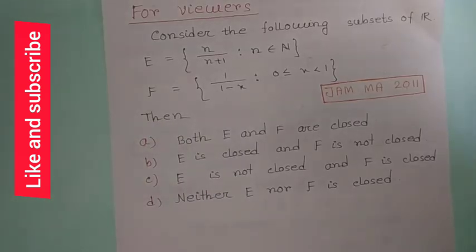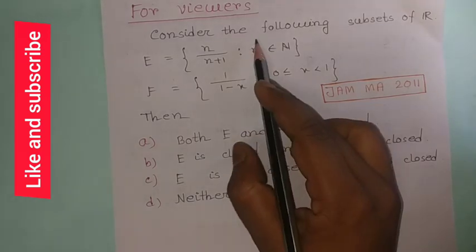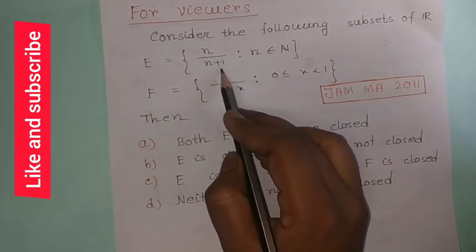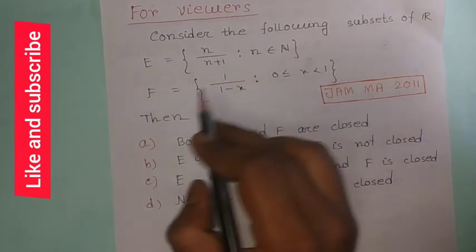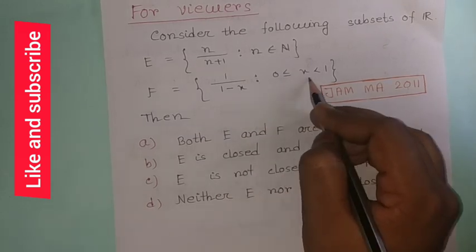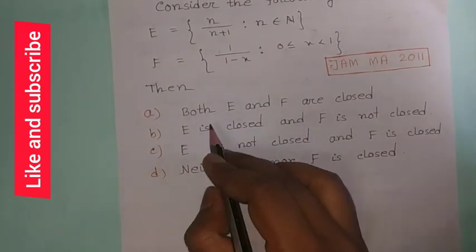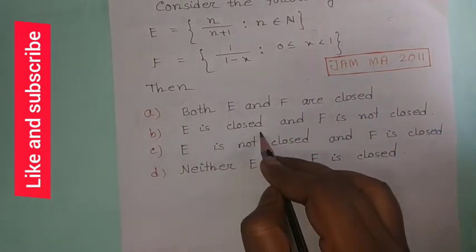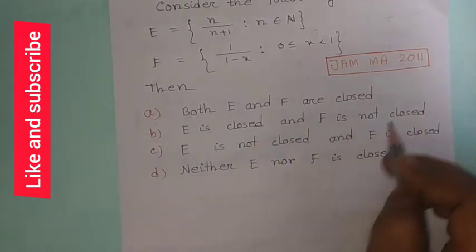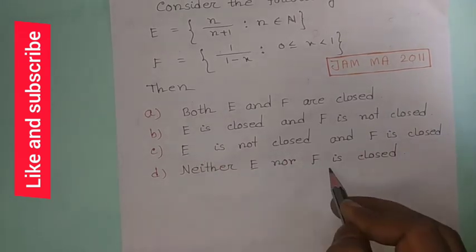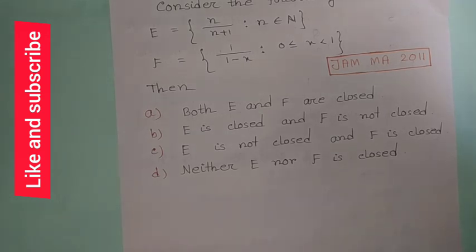Now there is a question for viewers. Consider the following subsets of R: E equal to n divided by n plus 1 such that n belongs to the natural numbers, and F equal to 1 divided by 1 minus x such that 0 is less than or equal to x less than 1. Then the options: A, both E and F are closed. B, E is closed and F is not closed. C, E is not closed and F is closed. D, neither E nor F is closed. Answer this question in the comment box.